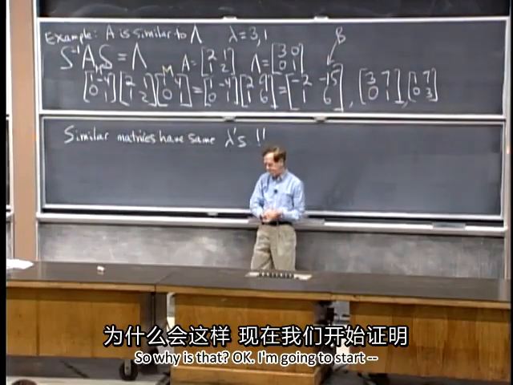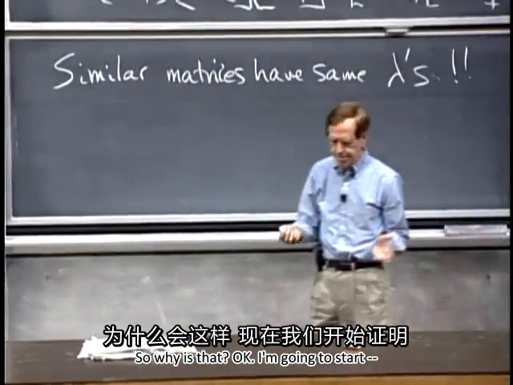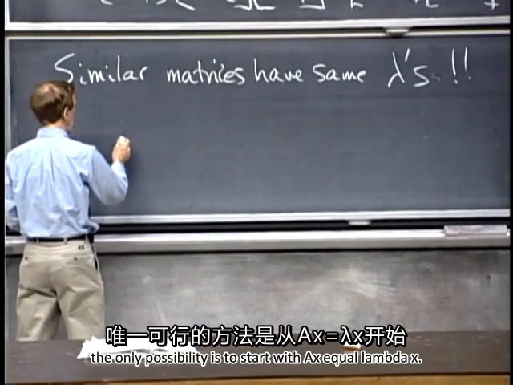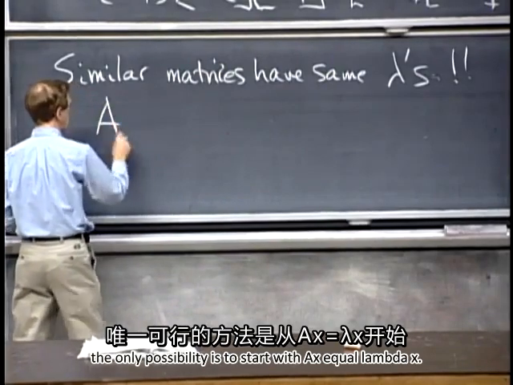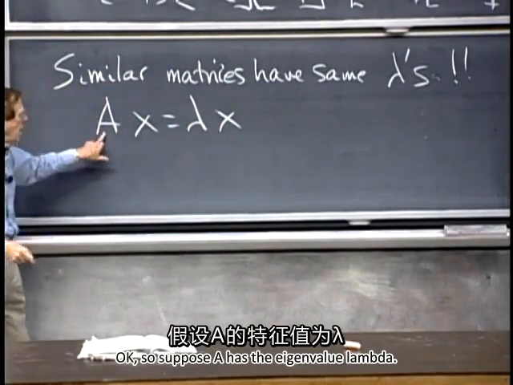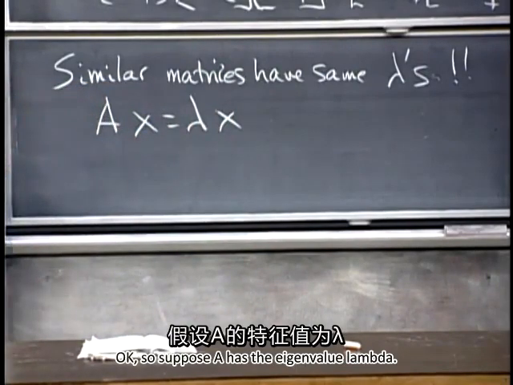So why is that? Okay. The only possibility is to start with Ax equals lambda x. So suppose A has the eigenvalue lambda.